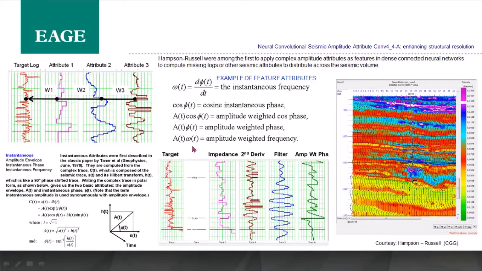Instantaneous frequency is calculated from the instantaneous phase, and many other instantaneous attributes are calculated from the instantaneous frequency and the instantaneous phase. Here we have the example of a missing log calculated from 3 feature attributes. Here we have the example of a P wave derived from 4 feature attributes and then distributed into the 3D seismic volume.